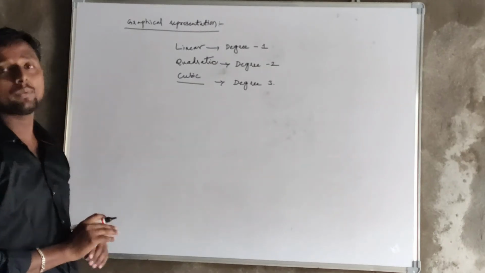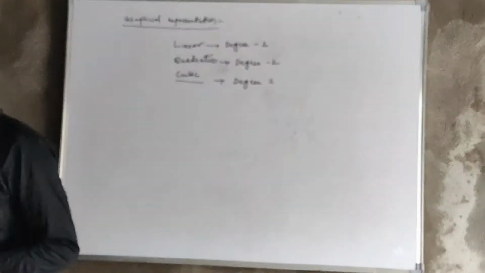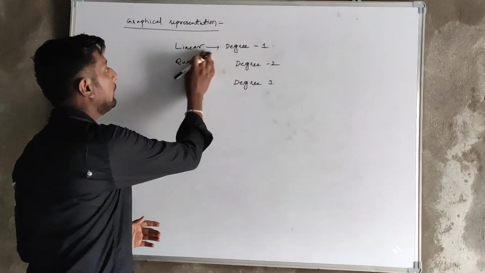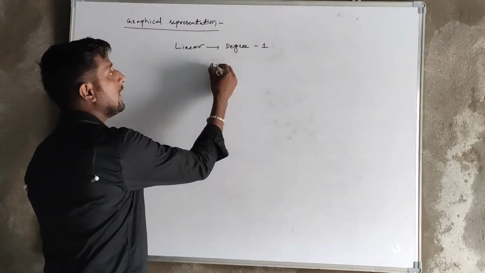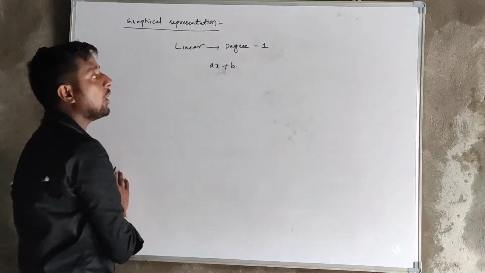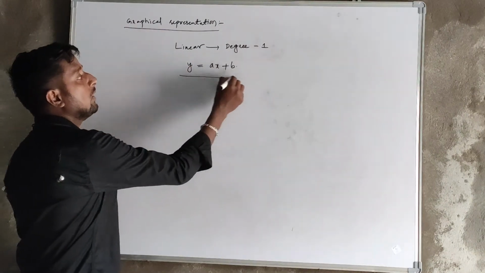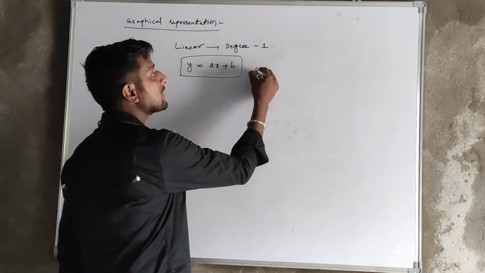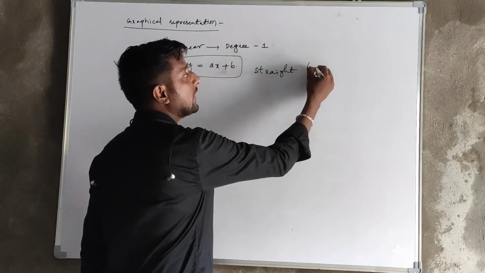Now graphical representation. So first we'll talk about linear polynomial. The general form of a linear polynomial is in the format of ax plus b. Ax plus b is the general form of a linear polynomial. So casually we'll write y is equal to ax plus b, and it represents a straight line.